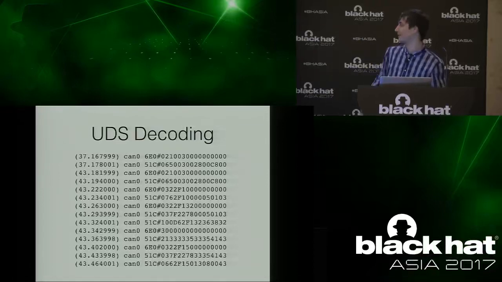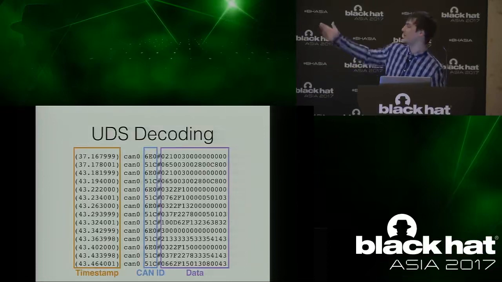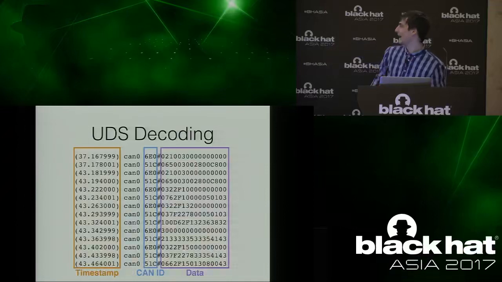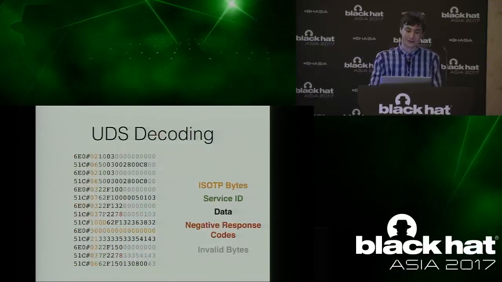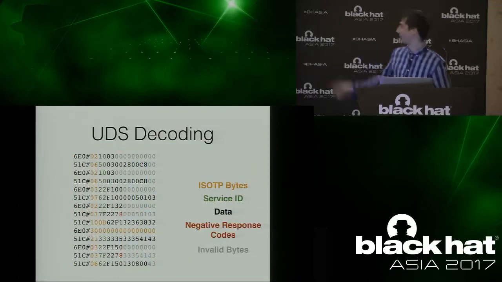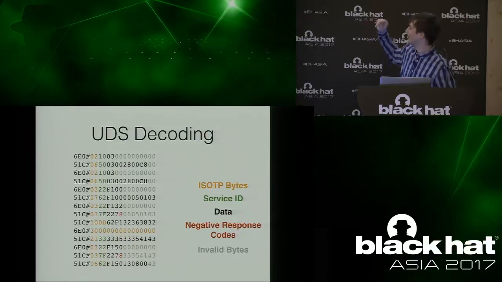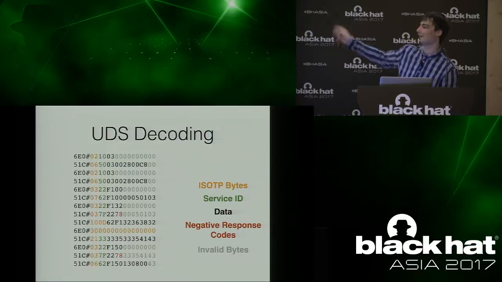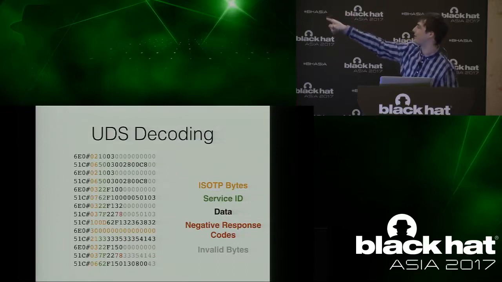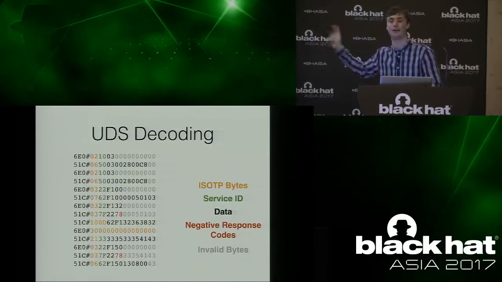This is a diagnostic session that's happening. So what do we have here? We have a timestamp. We have the interface, which is can0. We have a CAN ID, and we have some data. Standard log file type thing. So now we want to decode it. We have in orange these ISOTP bytes, which are used for the actual flow control and things like that. We have a service ID, and then plus 0x40 are the response ones. Then you have data, which is in black. You have negative response codes in red, and this is really hard to do by hand.